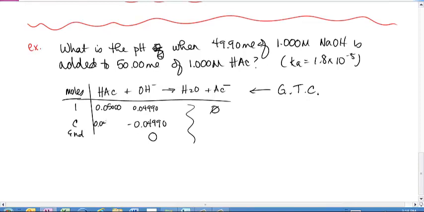So we're going to lose this. And we're left with 0.00010. And we'll gain it over here. It's a 1 to 1 to 1 to 1 ratio. That might have been too many ones, I don't know.